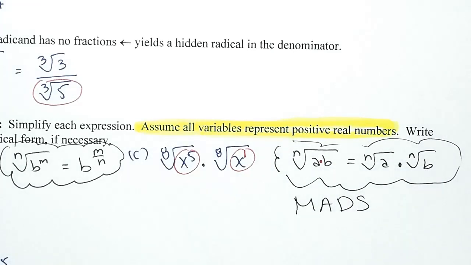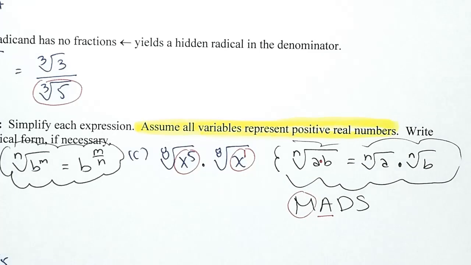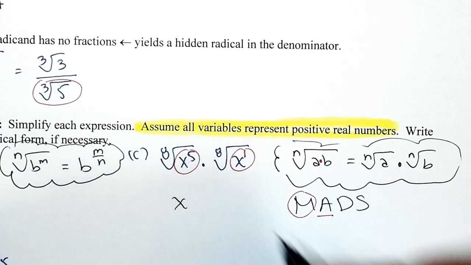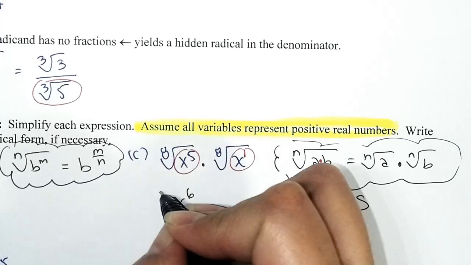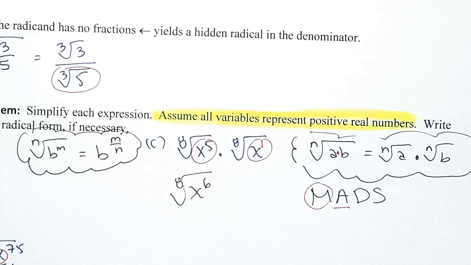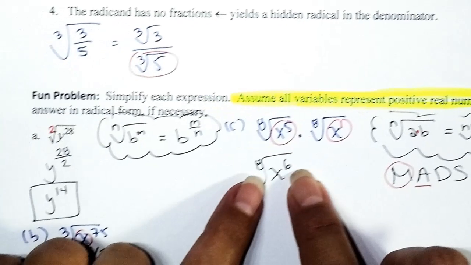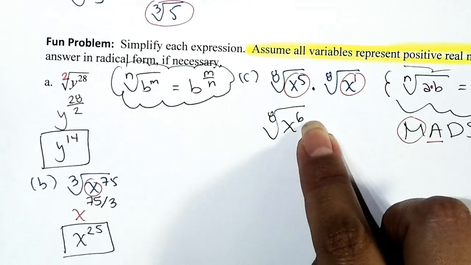And in this case, if you have a multiplication problem, how are you going to handle it? You're going to keep the base and add the exponents. So the base is x, and the sum of the exponents, namely 5 and 1, is 6. So the product of the radicands will give us x to the 6th, but we want to take the 8th root of that. Can I simplify this radical? At first glance, I want to say no, because 6 is less than the index of 8, so there are no x's to come out, like in problem B.